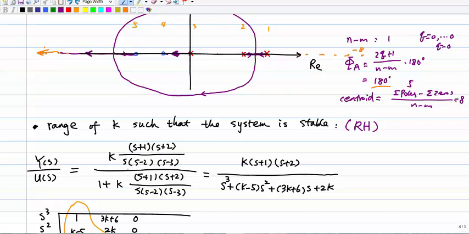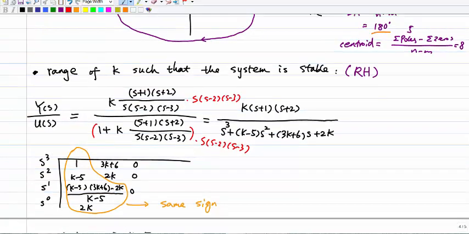By doing some calculation, basically we multiply both the numerator and denominator by (s minus 2) and (s minus 3). After cleaning up a little bit, the numerator is given as k times (s plus 1) times (s plus 2), and the denominator is given by s cubed plus (k minus 5) s squared plus (3k plus 6) times s plus 2k. Just cleaned up a little bit.